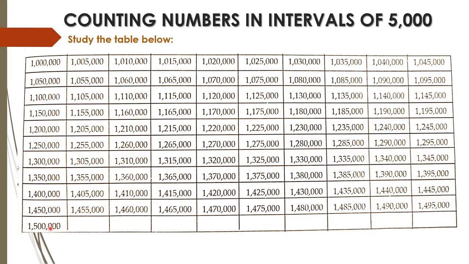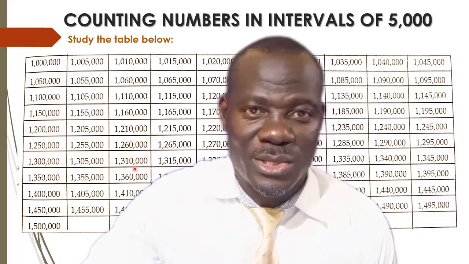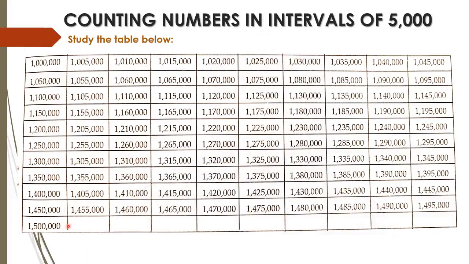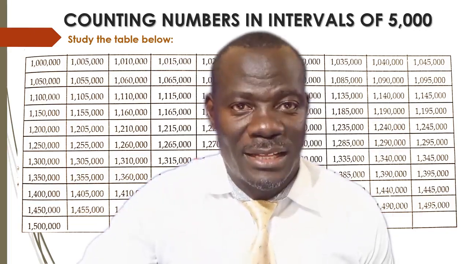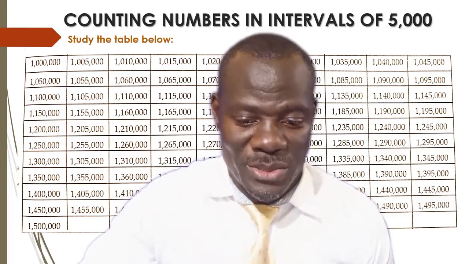So pause a little bit and go through. Study the whole table, and you will see that indeed the differences are 5,000, 5,000, 5,000, but the figures are written in millions.